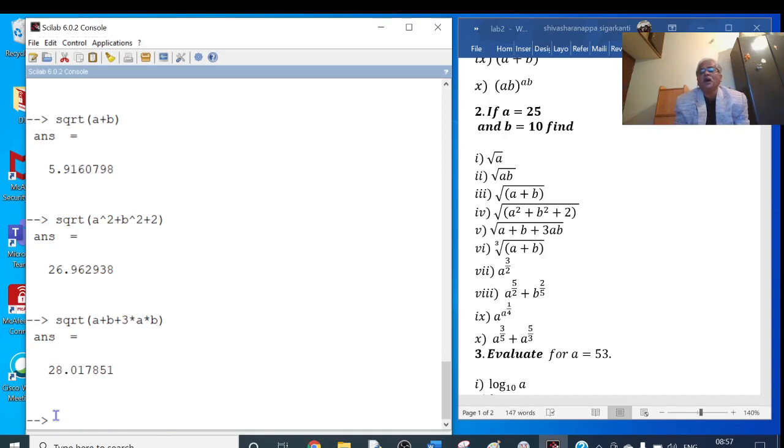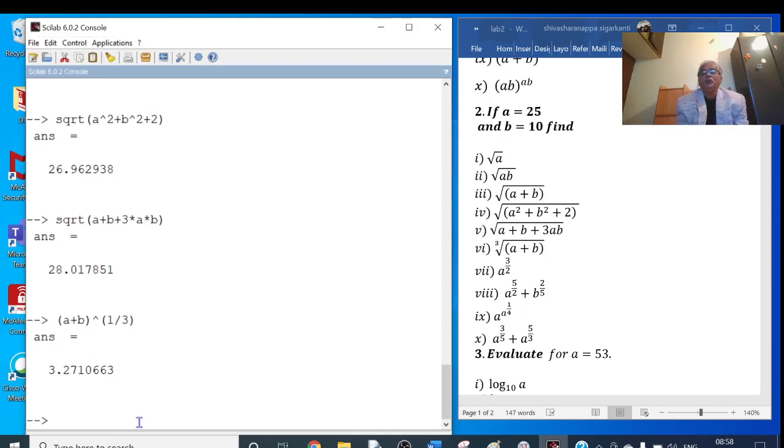Next one is cube root of a plus b. To write the cube root, first I will write a plus b in brackets. Close the bracket. I have to take this to the power of 1 by 3. For this 1 by 3 I have to put a bracket. Otherwise, if you don't put the bracket, it takes a plus b to the power of 1 divided by 3. Because this 1 by 3 is the power of this a plus b, therefore we have to put a bracket here. Enter. Cube root of a plus b, 3.27 something.